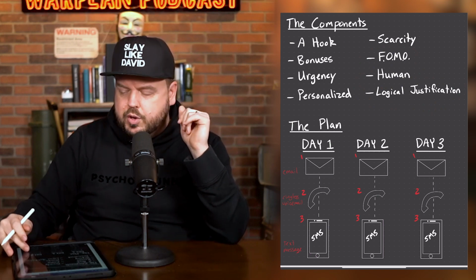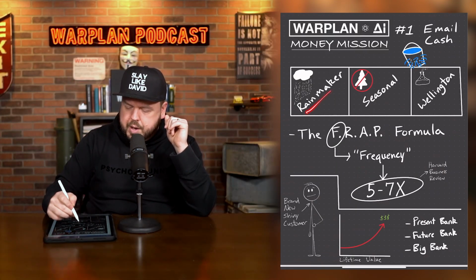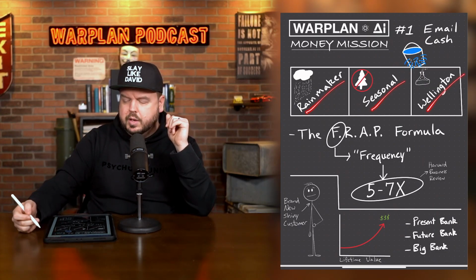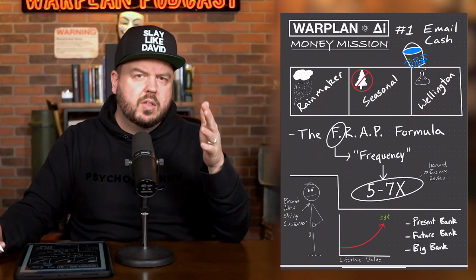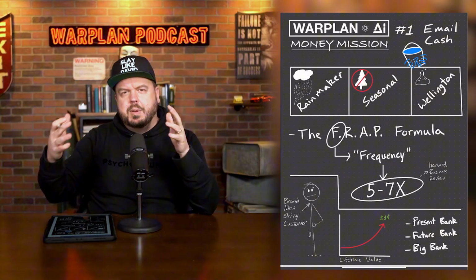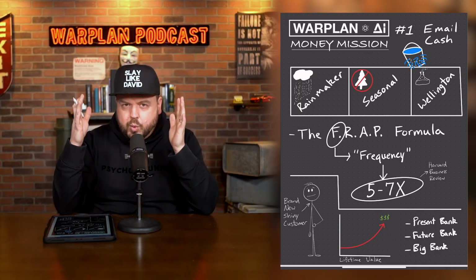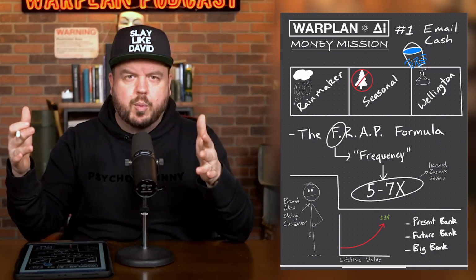Real quick, before I show you the template and you can go make a bunch of money, let's scroll back up to where it says Rainmaker campaign, seasonal campaign, or Wellington campaign. Again, these are basically the same thing, but a Rainmaker campaign, I call it that because a lot of people I work with are in desperate need of money, and we just need to do something right now to get money. And so we call that a Rainmaker campaign.